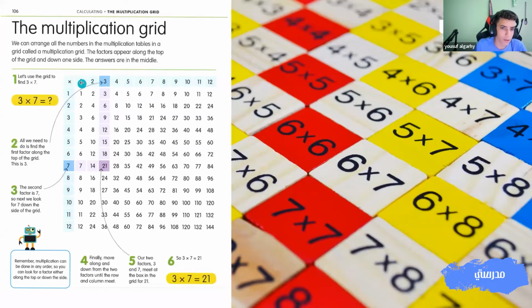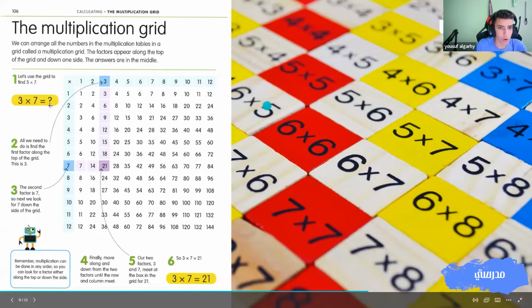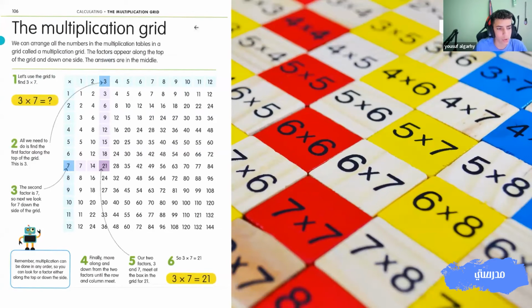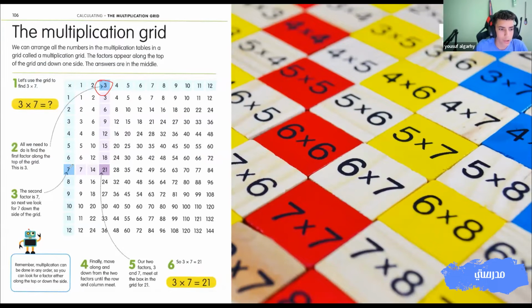So you have 12 columns and 12 rows. You can use these rows and columns to solve multiplication problems. All right, so let's say you want to do 3 times 7. What you want to do is find 3, which is right here, and find 7. Do you guys know what 3 times 7 is? Can you tell me in the chat?